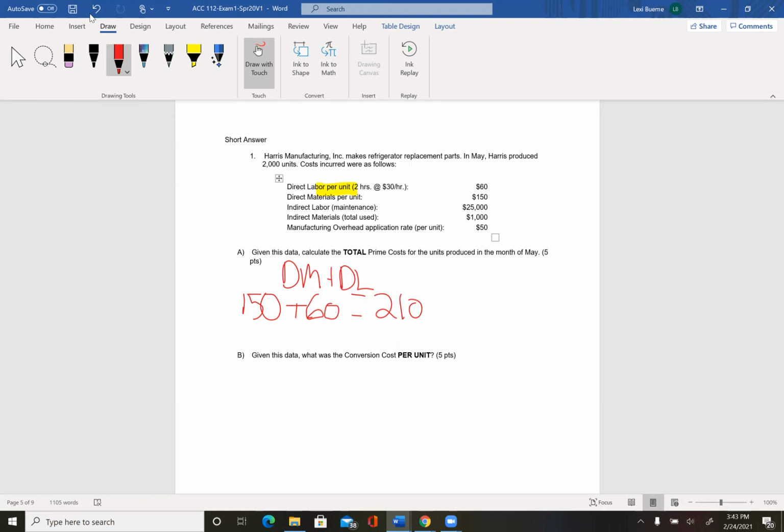Since it's asking for the total prime costs for the units produced, you also have to multiply it by the number of units, which is 2,000, which is right here. Because it didn't ask for just the units, but for the total. You're going to multiply that by the 2,000, which is going to give you 420,000.